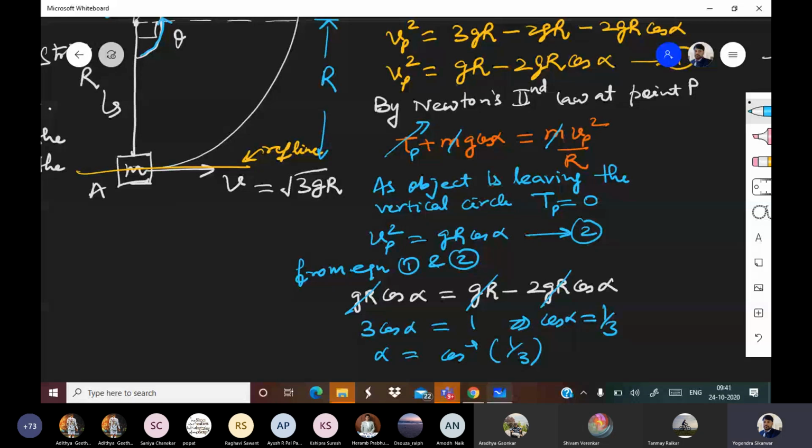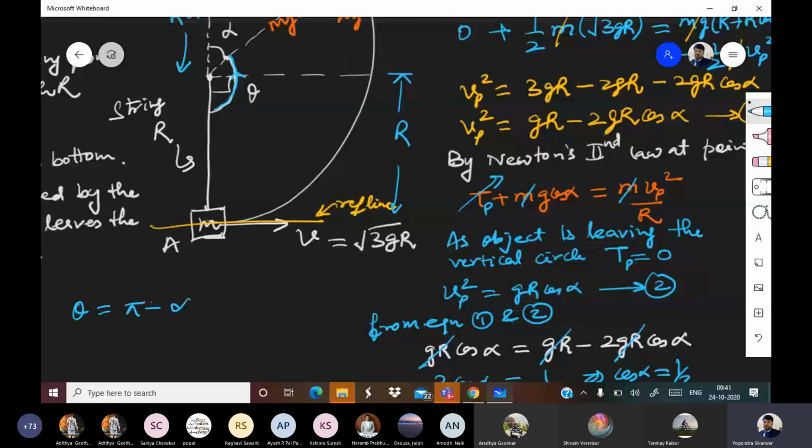everyone please pay attention. Our angle is not alpha. Our angle theta will be how much? Theta will be pi minus alpha. So pi minus cos inverse 1 by 3. Okay.